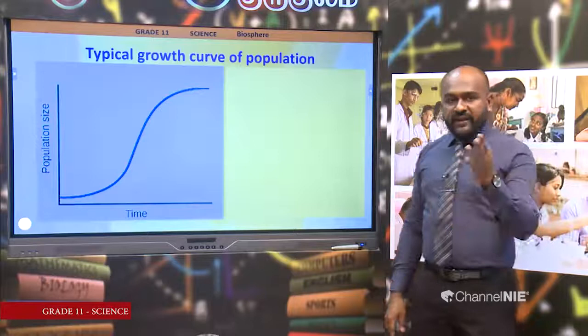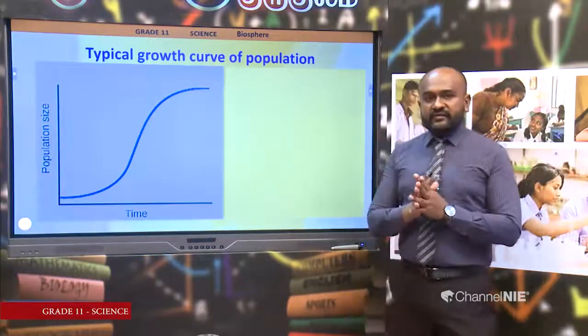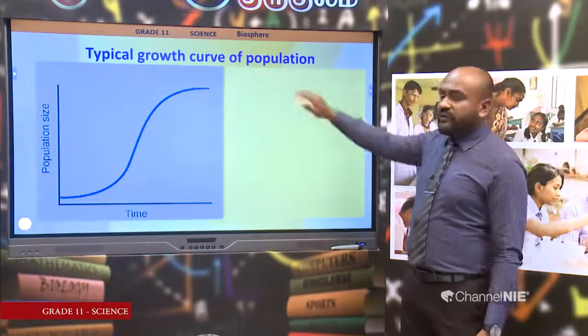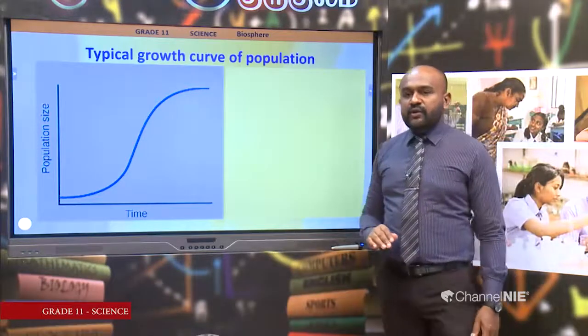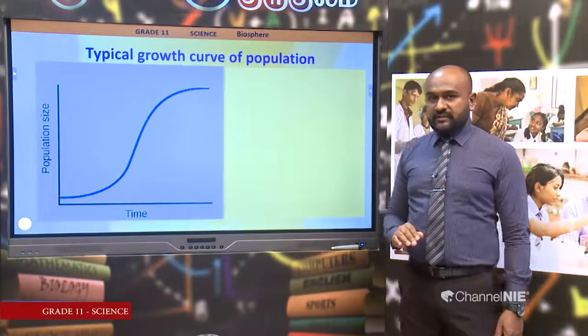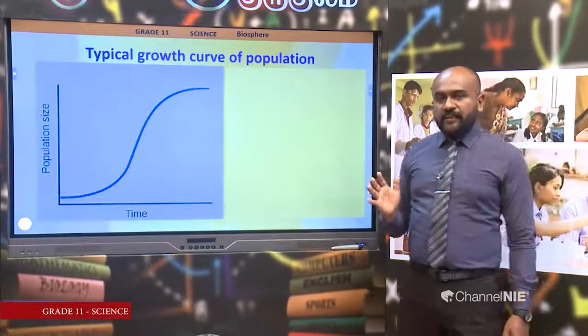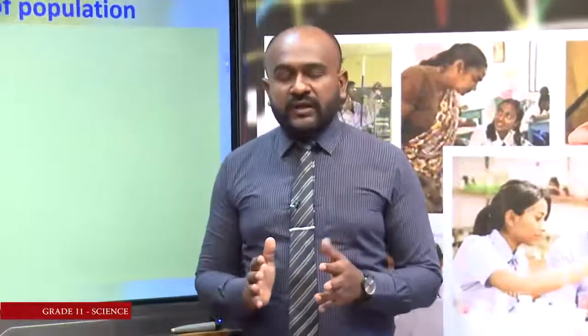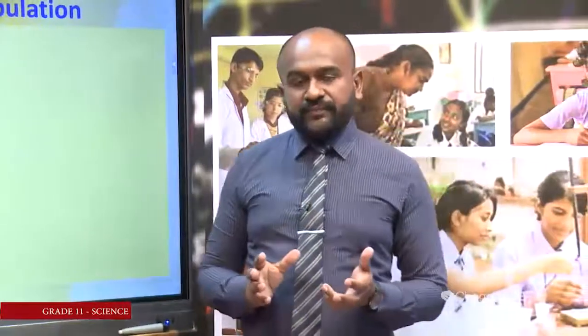Yeah. So, this is one of the other learning outcomes. What is it? Identifying the typical growth curve of a population. There we consider a natural population existing under natural control. What is this natural control?